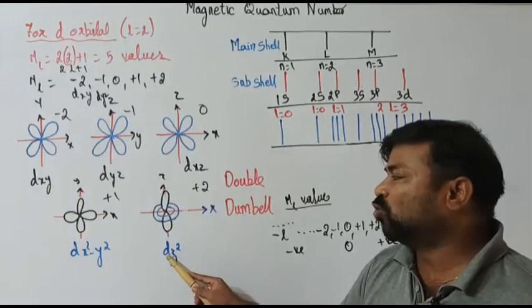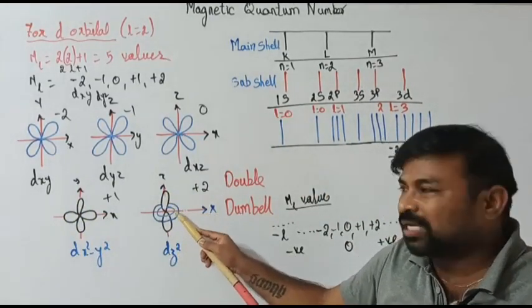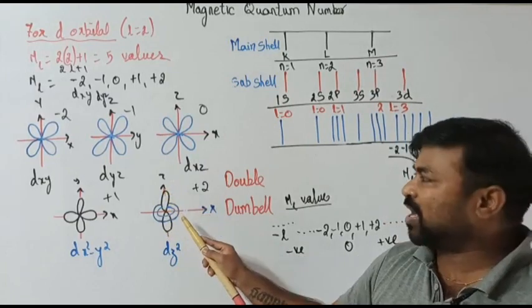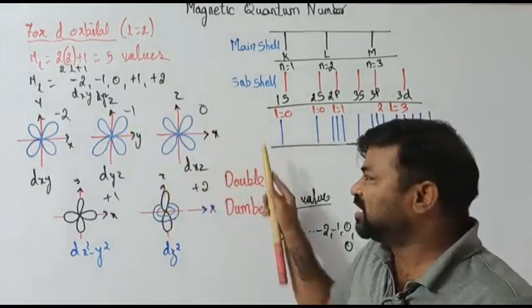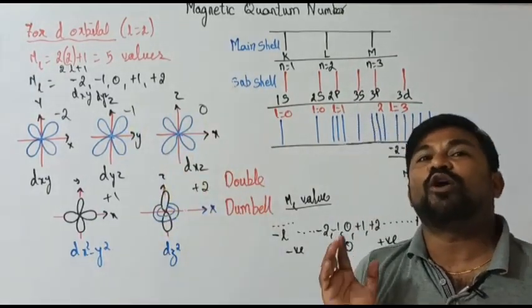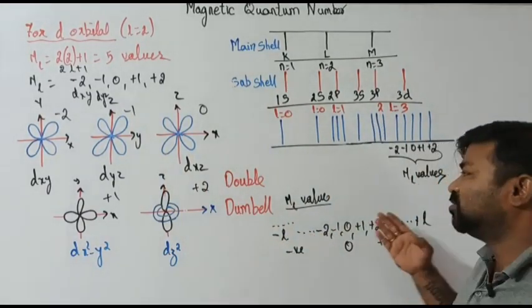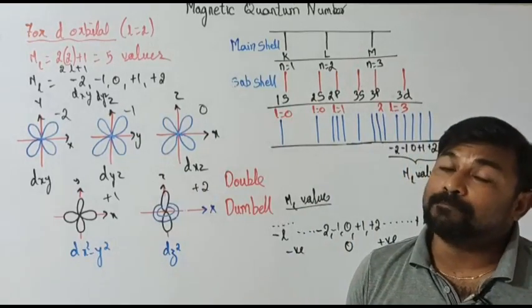In the same way, if you go for z square, the orbital is oriented on the z axis, whereas we are ignoring the x and y there. So this is the diagrammatic representation of the D orbital, saying that the values are taken from -L to +L, and the shape of that one is a double dumbbell.